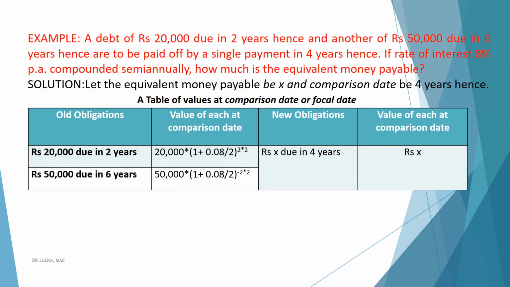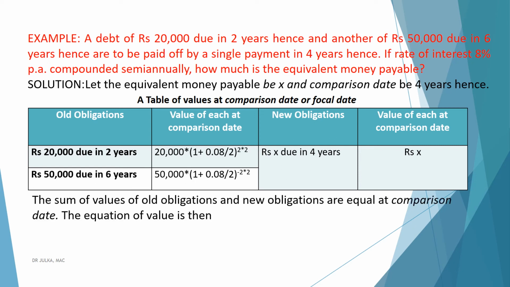And the next obligation is 50,000 rupees which is due in 6 years hence and now we are going to pay at the end of fourth year. So that's why we are saving interest of 2 years. So the value of this 50,000 rupees at comparison date is 50,000 multiplied by 1 plus 0.08 divided by 2, whole raised to the power minus 2 into 2. And new obligation is rupees X at the end of 4 years. So that's why the value at comparison date is rupees X.